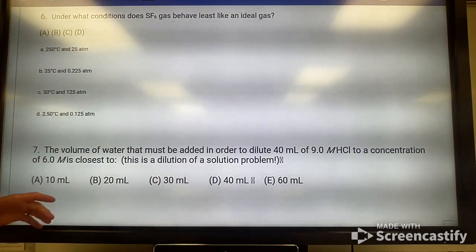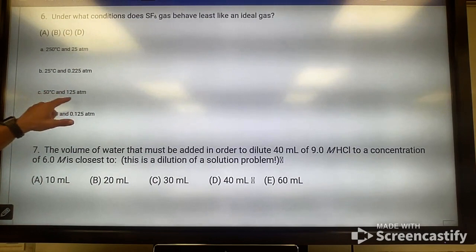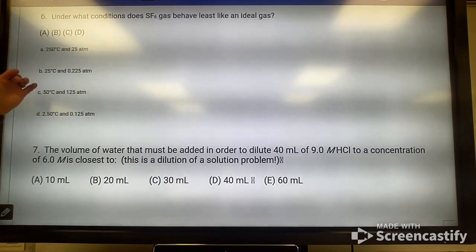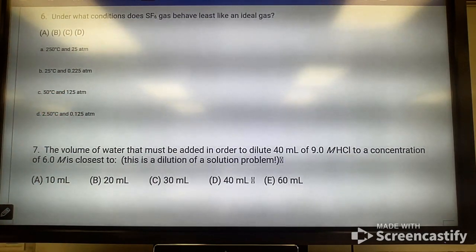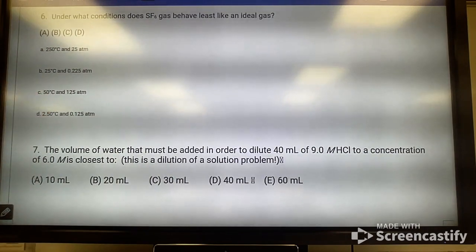Well, the highest pressure is 125 atmospheres. There's not much difference between 25 degrees Celsius and 50 degrees Celsius. So it would be letter C there.